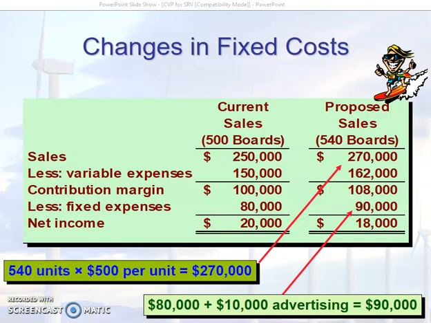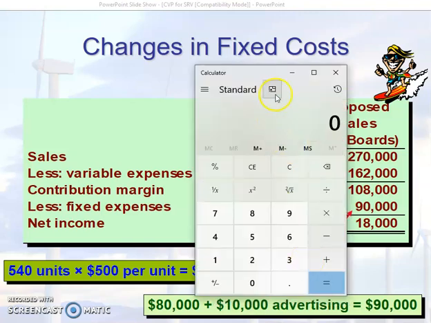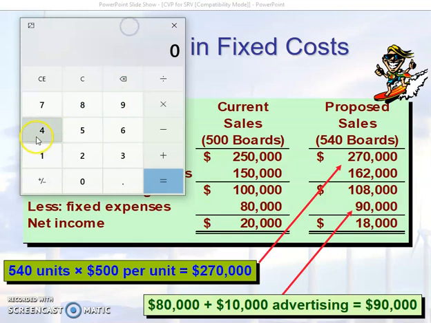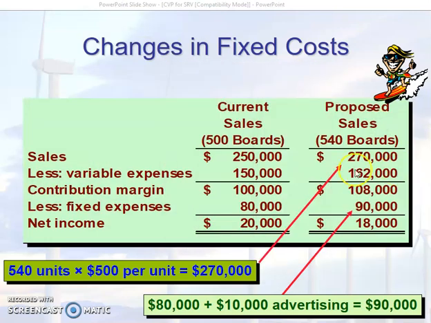So if we were to multiply 40 times 300, that's an extra $12,000 in cost. And there it is right there. We go from 150 to 162. So our contribution margin went from 100,000 to 108,000.